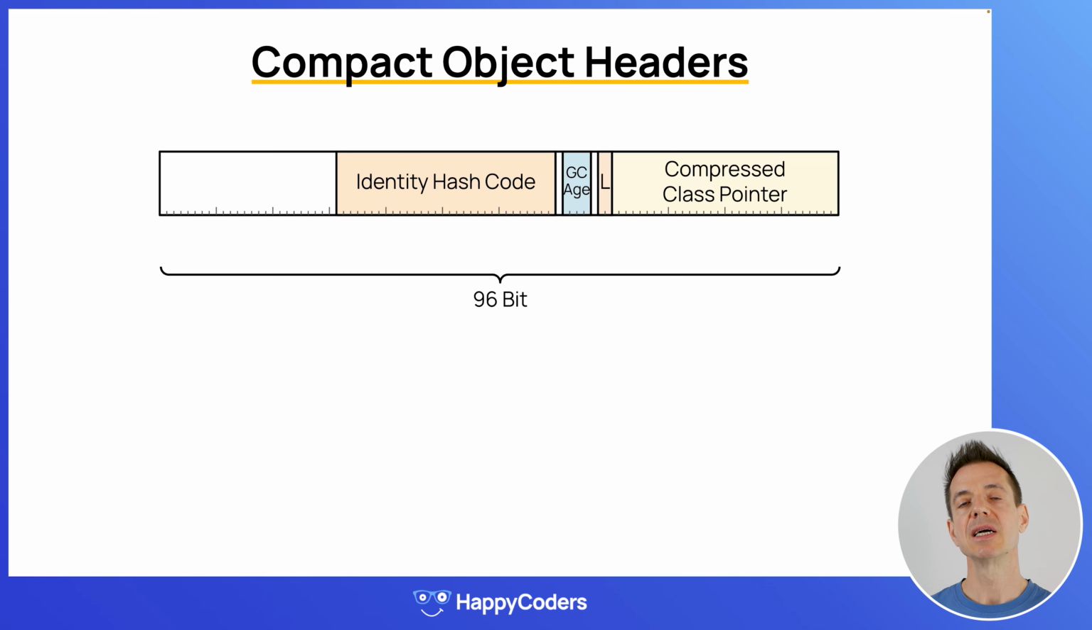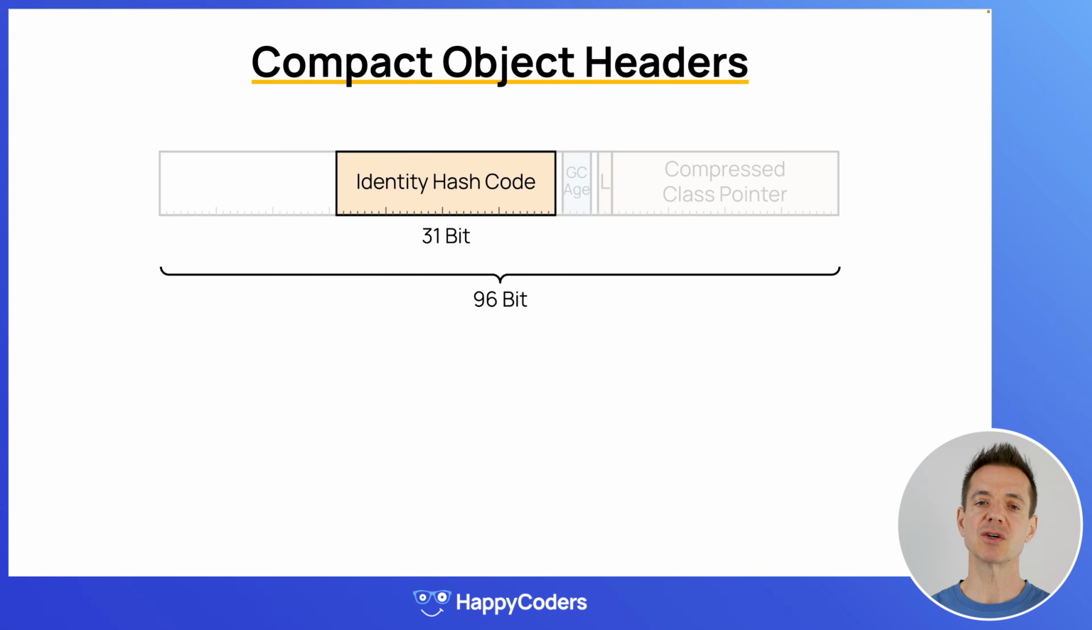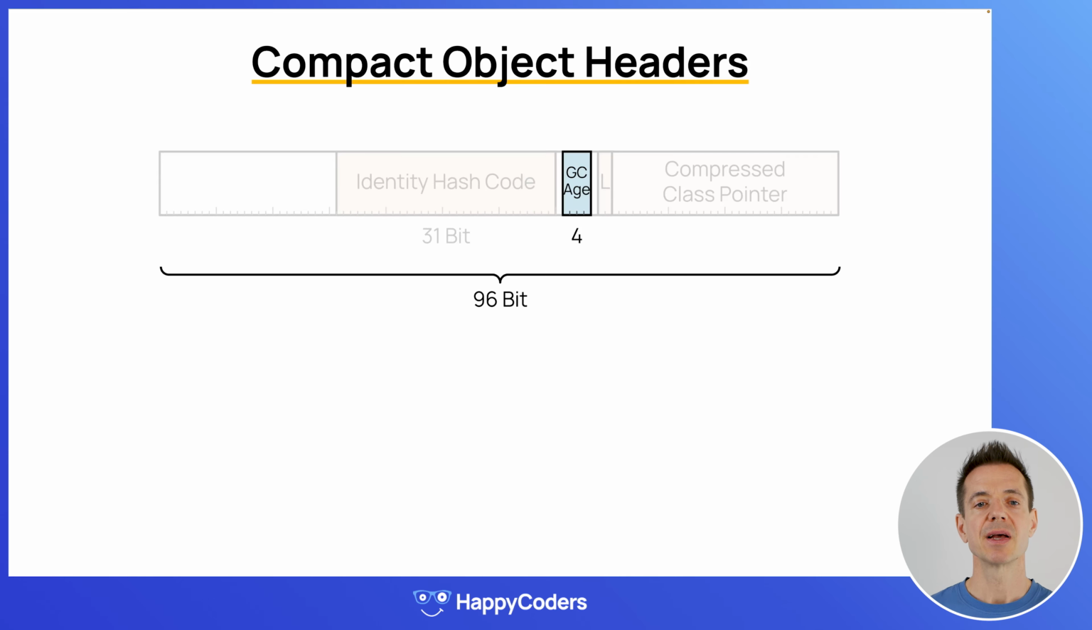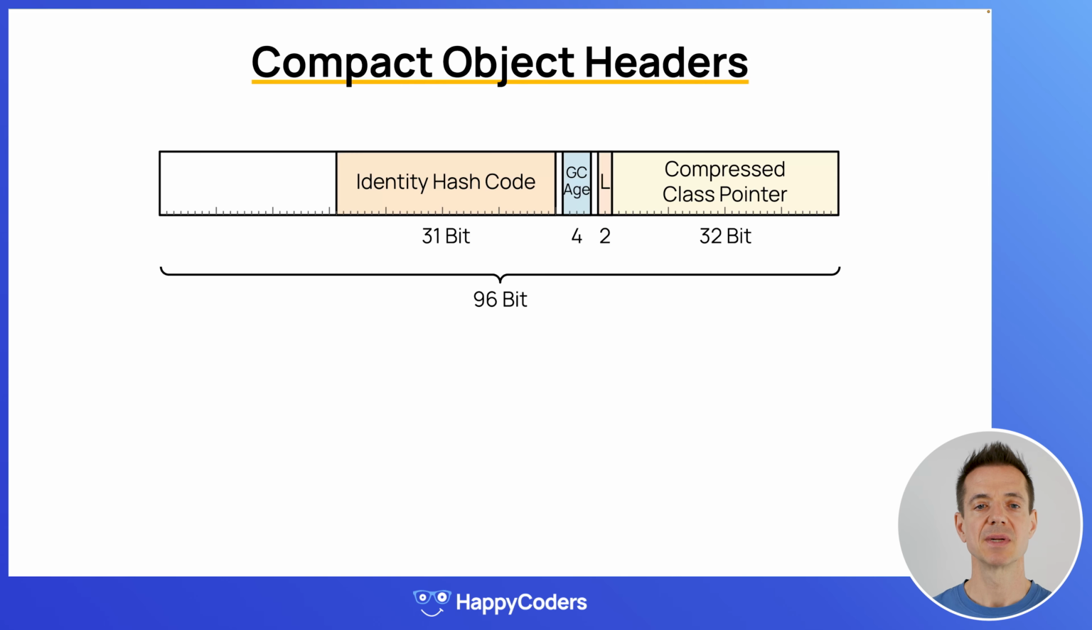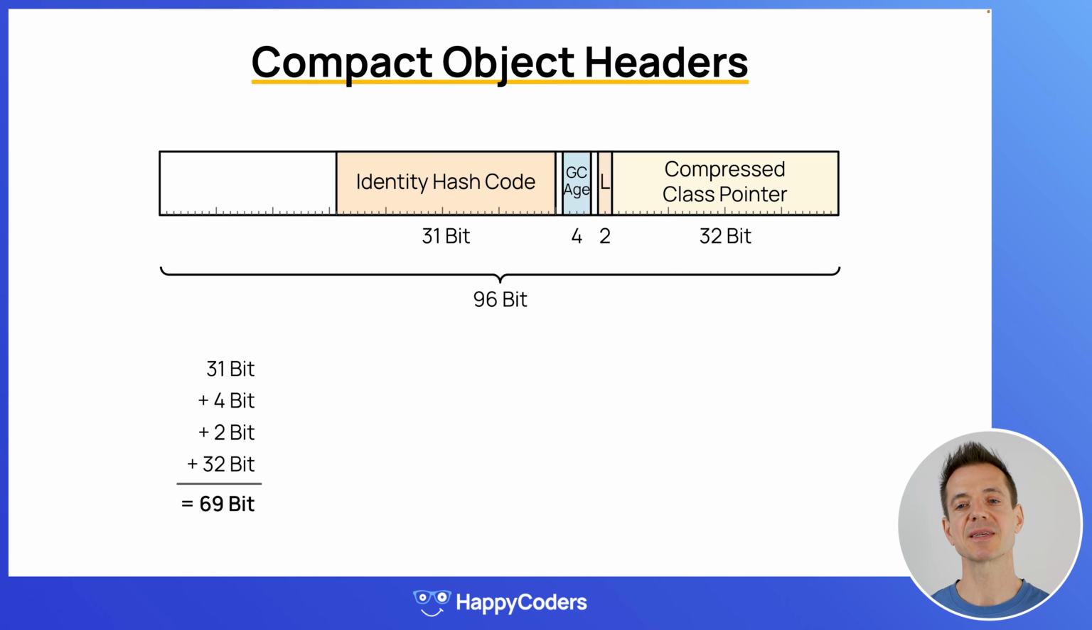How is it possible to fit the information from those 96 bits into just 64 bits? Here you can see the precise structure of the previous header. We have the hash code with 31 bits, the object age with 4 bits, the 2 lock bits, and the compressed class pointer with 32 bits. Altogether, that's not actually 96 bits, but only 69 bits, because 27 bits are currently not used at all. To get down to 64 bits, we really only need to save 5 bits. But where can we save them?